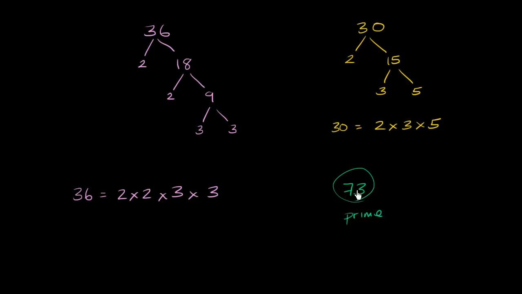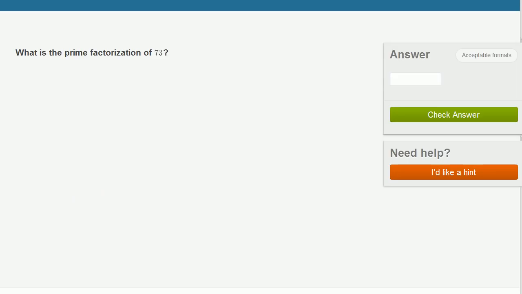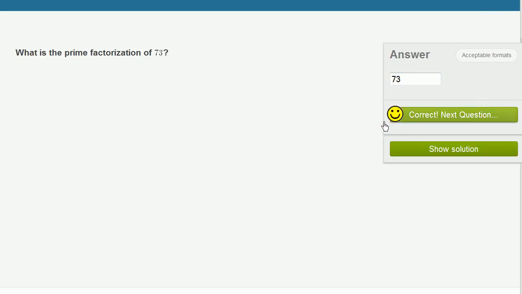So this is its prime factorization. It's just 73. So let's write that down. So the answer here, let's just write 73. And you don't want to write 1 times 73 because 1 is not a prime number. You just want to remember it only has one factor, itself. A prime number has 2 factors, 1 and itself, 2 different factors, and 1 is not a prime number. So we just want to write prime numbers here. 73 is a prime number. Let's check our answer. And we got it right.